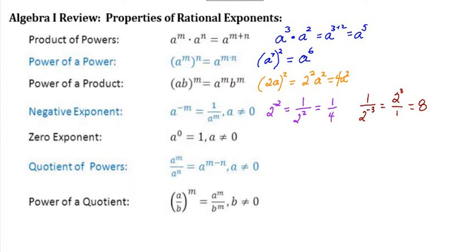Hopefully we all remember that anything to the 0 power is 1. So 2 to the 0 power is 1. Anything to the 0 power is 1. So anytime you encounter that, you should reduce that to 1.